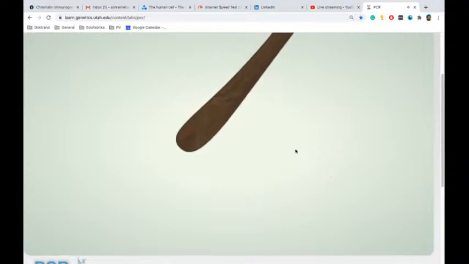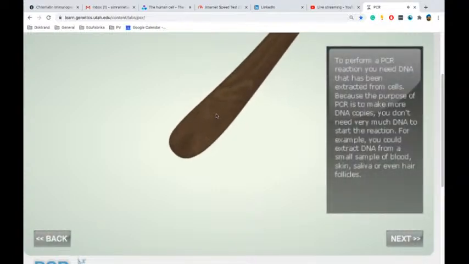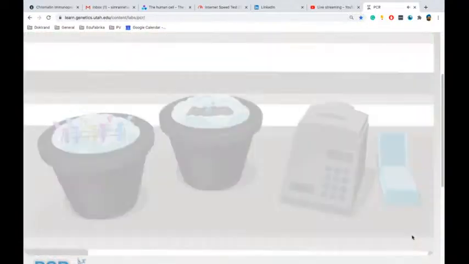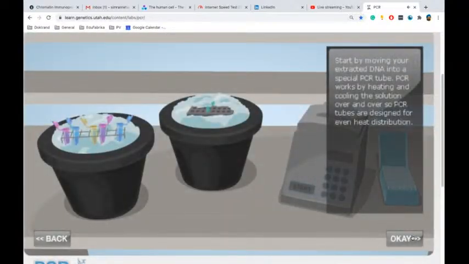So this is your hair follicle. To perform the reaction, you need DNA that has been extracted from cells. You don't need very much to start the reaction. For example, you can extract it from blood, skin, saliva, or even from a hair follicle. So this is the virtual lab now. To start the PCR, you need to extract DNA from that sample.